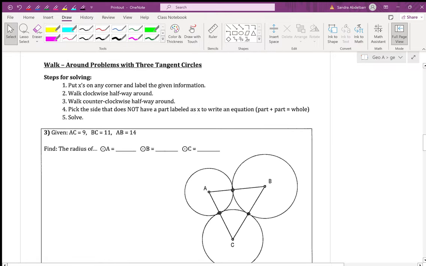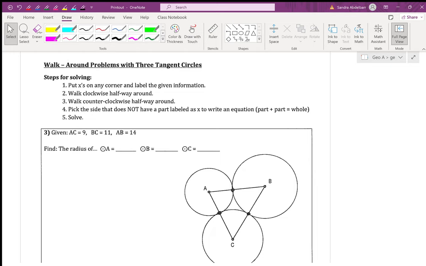All right, so now we're doing more walkarounds. They're still triangle walkarounds. They're just a little bit different, because now I have 3 circles and the triangles created by connecting their center points. But essentially, it's going to be the same process as the other triangle walk around. Let's see what it says.